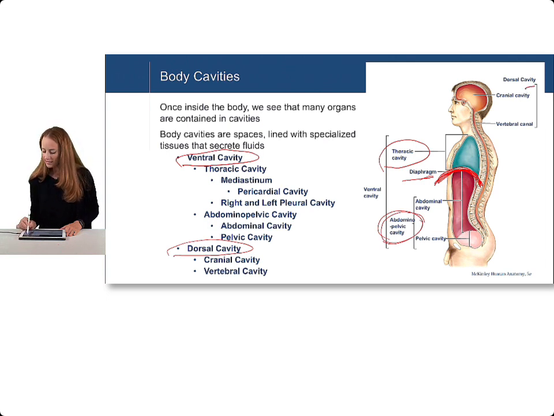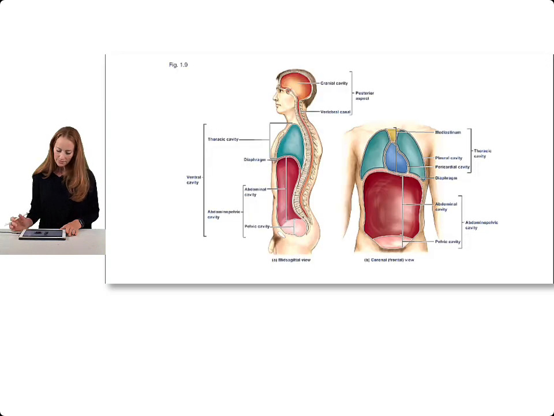The dorsal cavity is composed of the cranial cavity, which houses the brain, and the vertebral canal, which houses the spinal cord. If we look at this diagram, we have a few additional cavities that we want to mention within the thorax and the abdominopelvic cavity. So within the thoracic cavity, we have the pleural cavity for the lungs, and the mediastinum, which contains the heart and several other nearby structures. Within the mediastinum, we also have the pericardial cavity, which is the specific location of the heart.